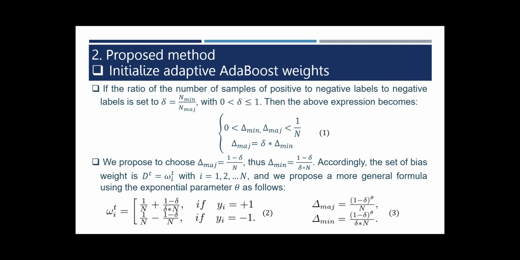If the ratio of the number of samples of positive to negative labels is set to the delta, we propose to choose delta major, delta minor presented in Formula 2. Formula 3 aims to flexibly adjust the delta minor and delta major values according to the particular characteristics of the dataset. For each particular dataset, we can find the most suitable exponential parameter value through the process of testing on a given set of values. This improvement makes AdaBoost more generalizable on datasets with different imbalance rates.